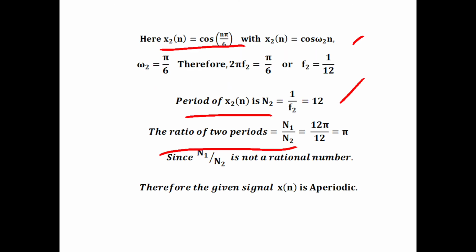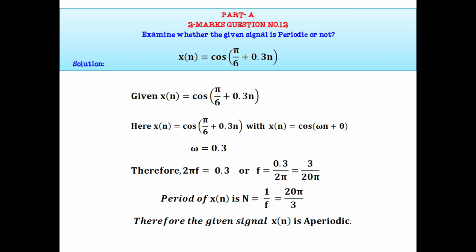So, 12 pi divided by 12, the 12 will get cancelled. You will get pi as the answer. In the other way you can write pi by 1. So, pi by 1 is surely an irrational number. N1 by N2 is not a rational number because it is not a ratio of two integers. Therefore, the given signal x of n is aperiodic.